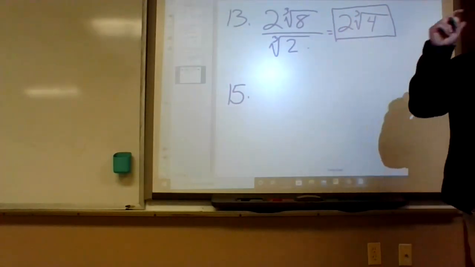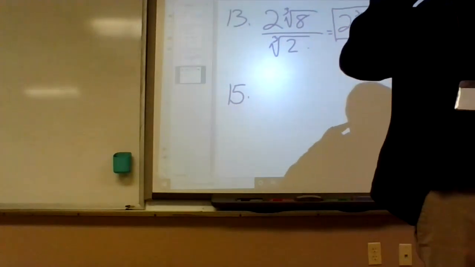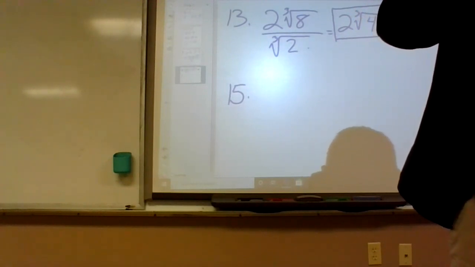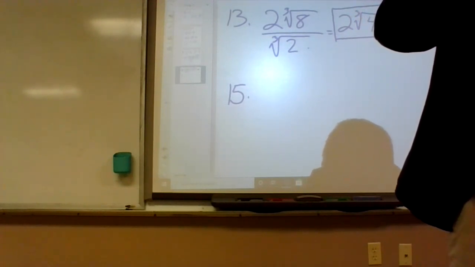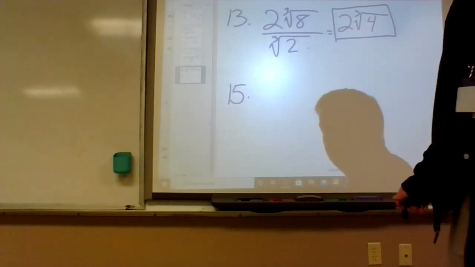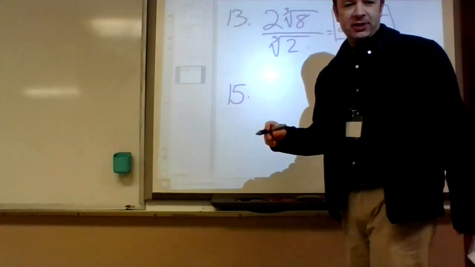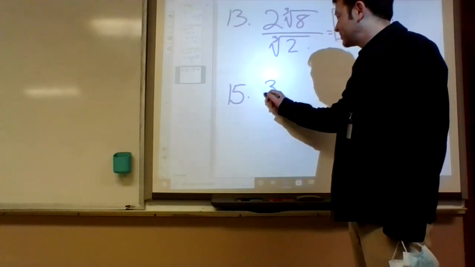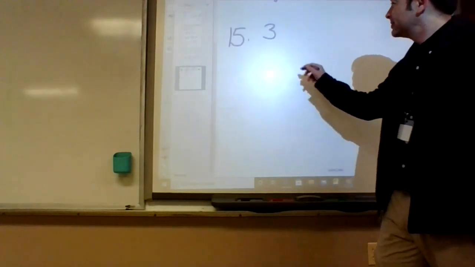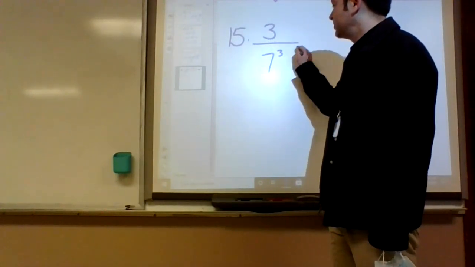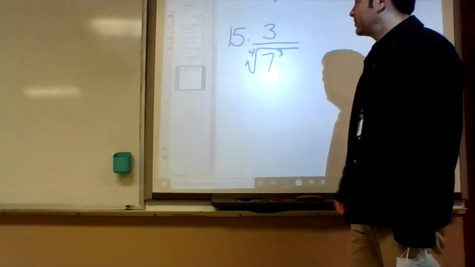Can the calculator do 15? Oh, no, it's a 4th root. It cannot do that. So on 15, we're going to change it to radical form and then we'll fix it. Do you guys remember what 7 to the 3/4 meant? It means 7 to the third, or 4th root of that.